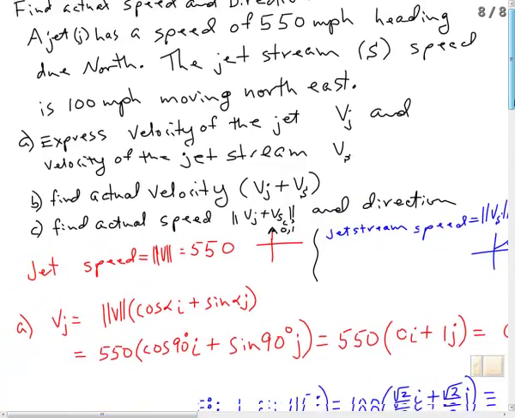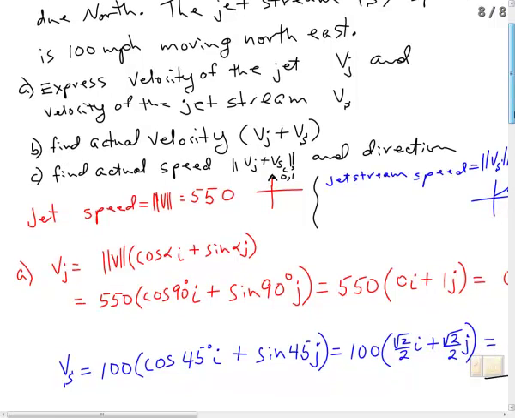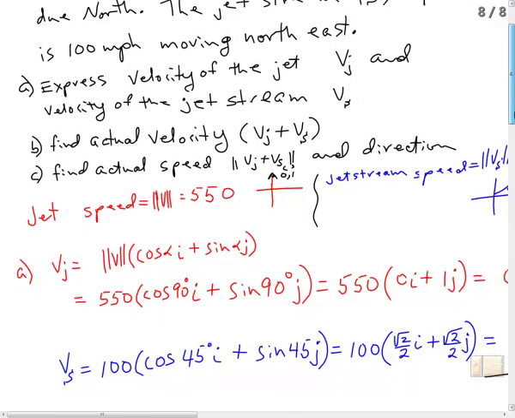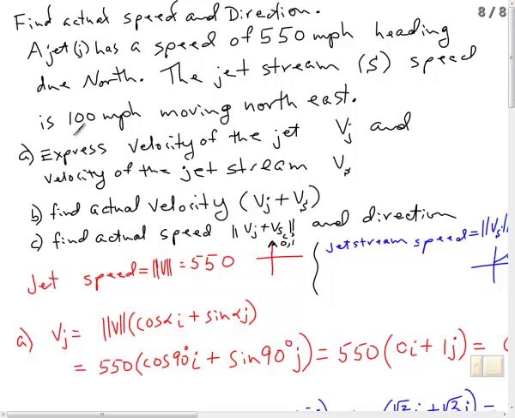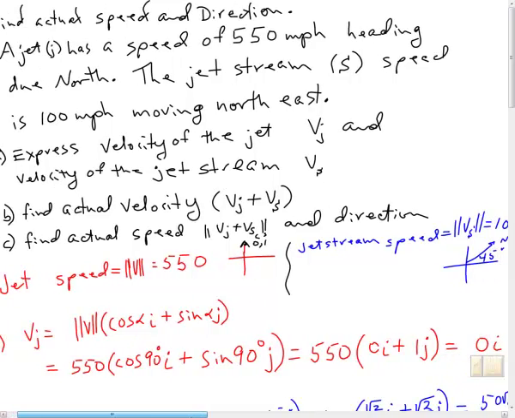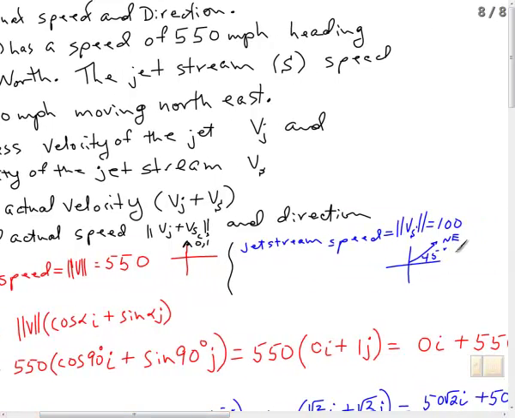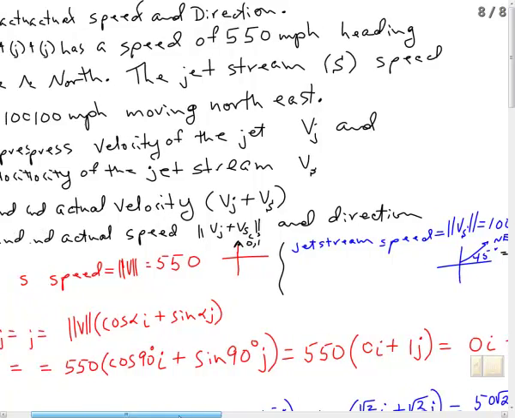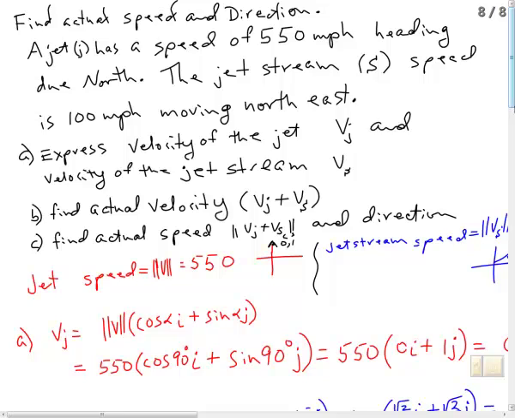Alright, next we want to find the velocity of the jet stream. So we said the speed of the jet stream is 100 miles per hour moving northeast. Well, if we look at direction northeast, theta is always in reference to the x-axis for degrees. So since it's northeast, that splits the difference between 0 and 90. So a northeasterly direction would be 45 degrees. Alright, so now we're moving along.